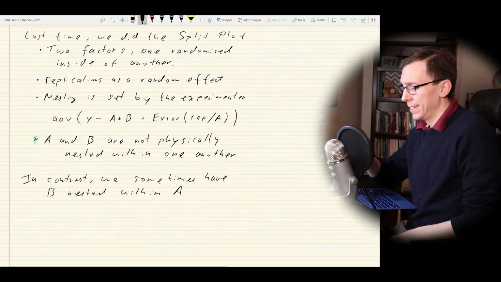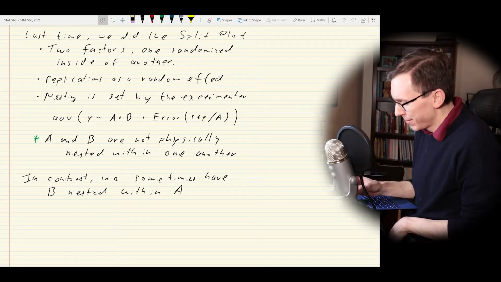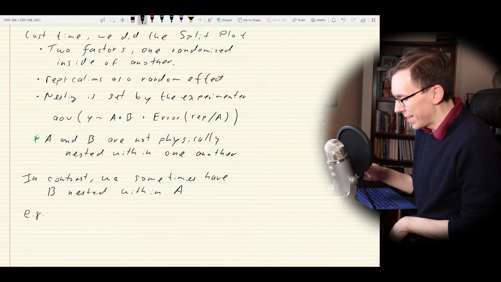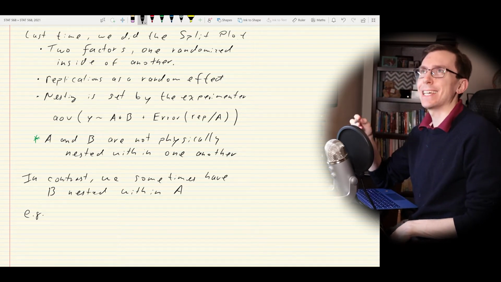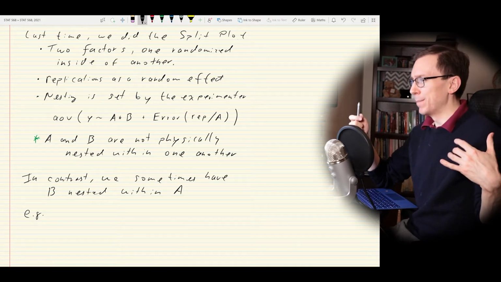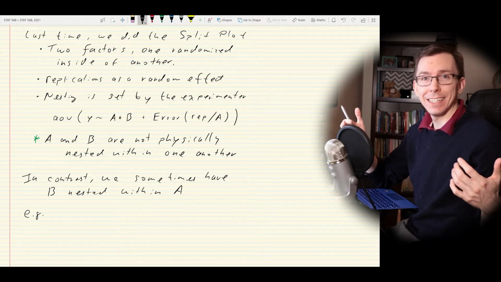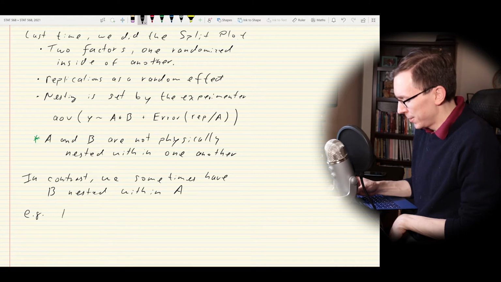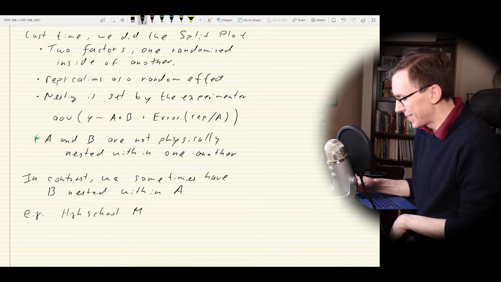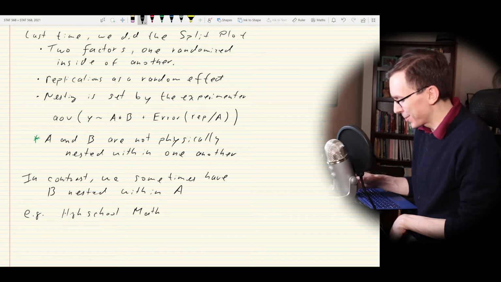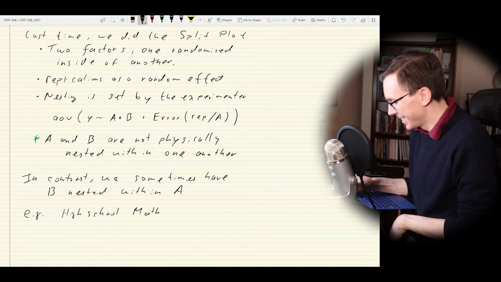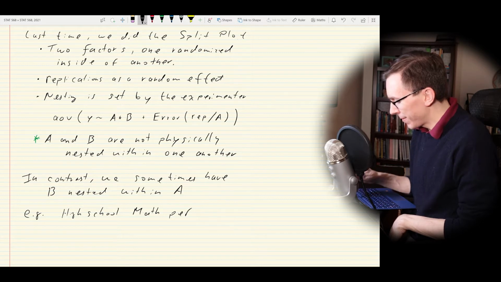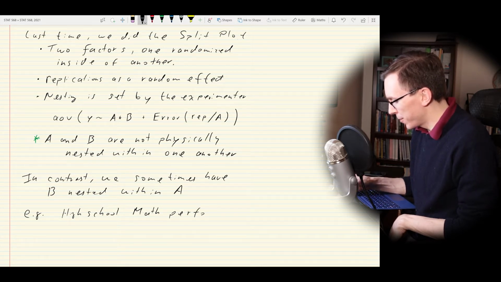Well, let's do a hypothetical example. I don't have the data in front of me, but let's say we wanted to test the performance of students in high schools here. So let's say math performance, because everybody loves to test math abilities of high school students, right? Well, in Edmonton, in Alberta, let's say.